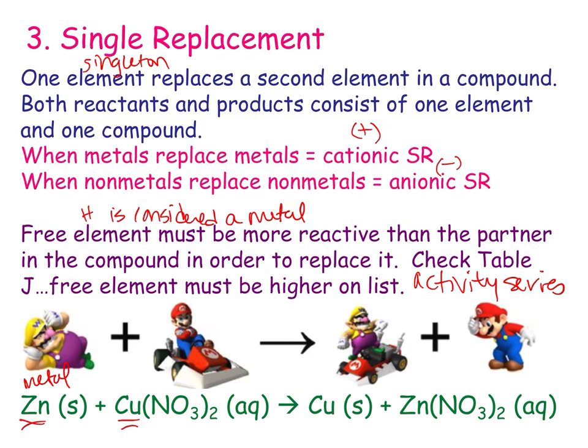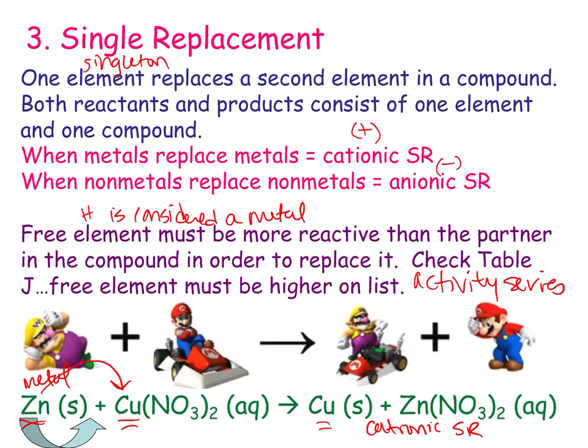Is zinc more active than copper? I look on table J and it is. Zinc is like about halfway down the list. Copper is third from the last. So because it's more active, it's going to be able to bump that out. Now my copper is alone. Zinc is in the compound. This would be called a cationic single replacement, if you wanted to be more specific. Now, let's just say, there's that.